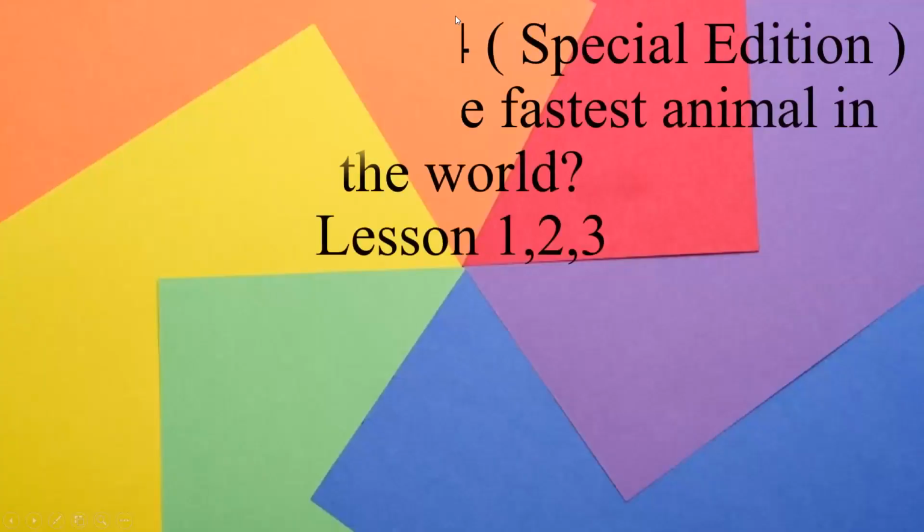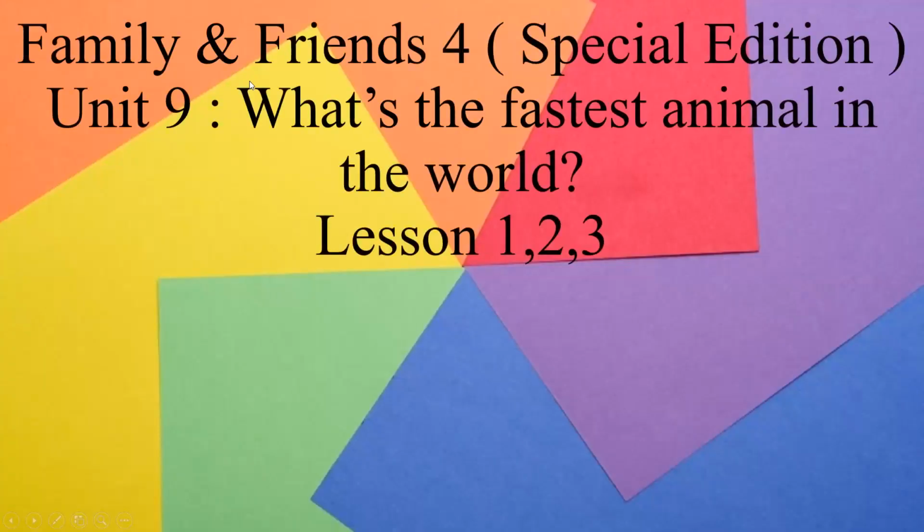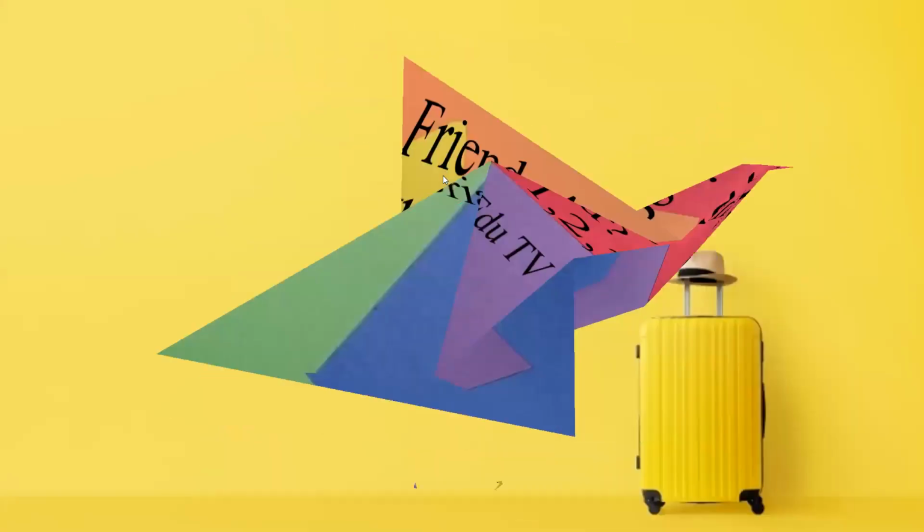Family and Friends Special Edition. Unit 9. What's the fastest animal in the world? Lesson 1, 2 and 3.